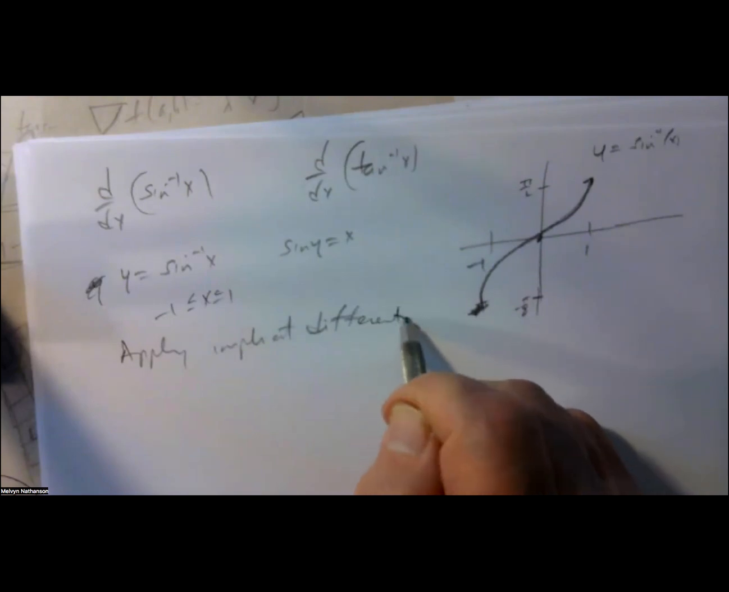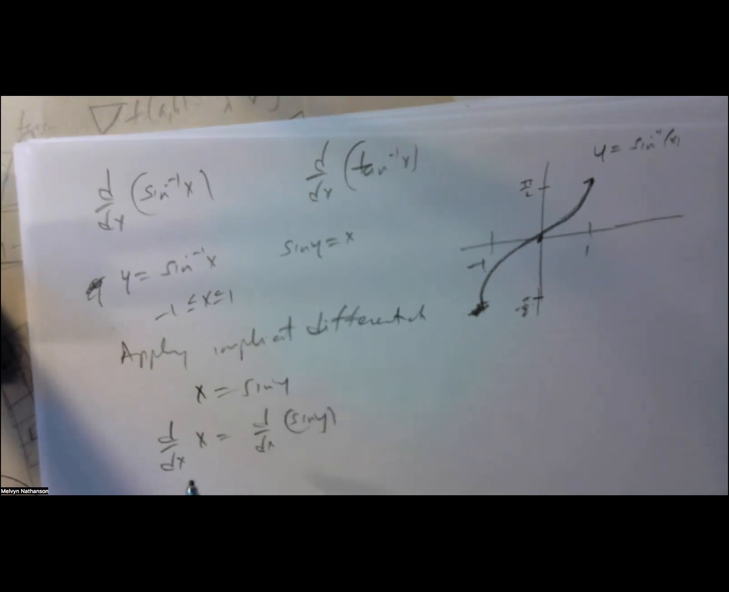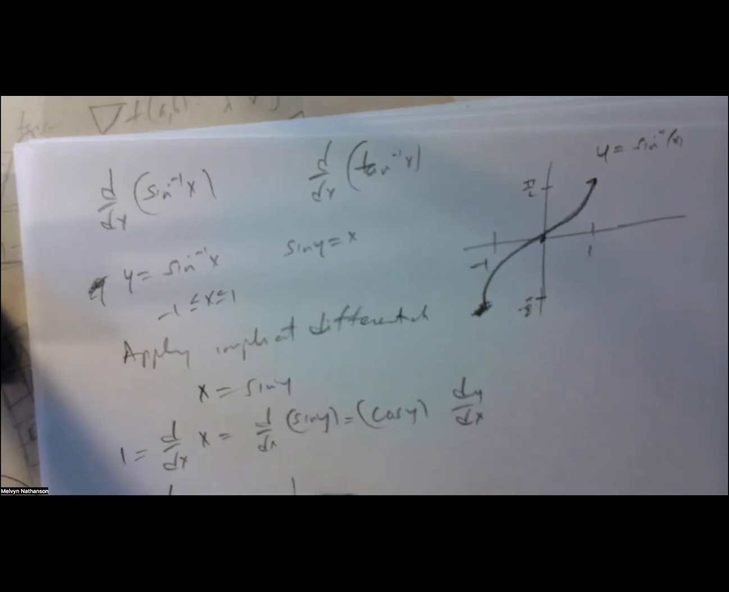So if we apply implicit differentiation to the equation x equals the sine of y, the derivative with respect to x of x is the derivative with respect to x of the sine of y. The derivative with respect to x of x is 1. The derivative of sine y with respect to x by the chain rule is the cosine of y dy dx. So dy dx is 1 over the cosine of y.